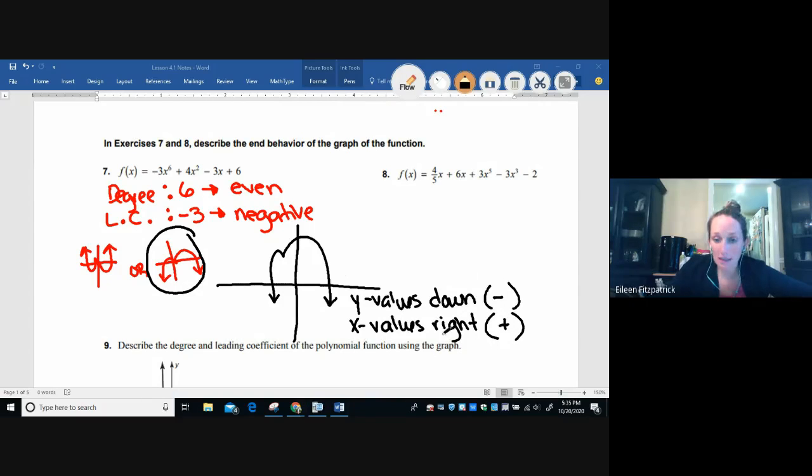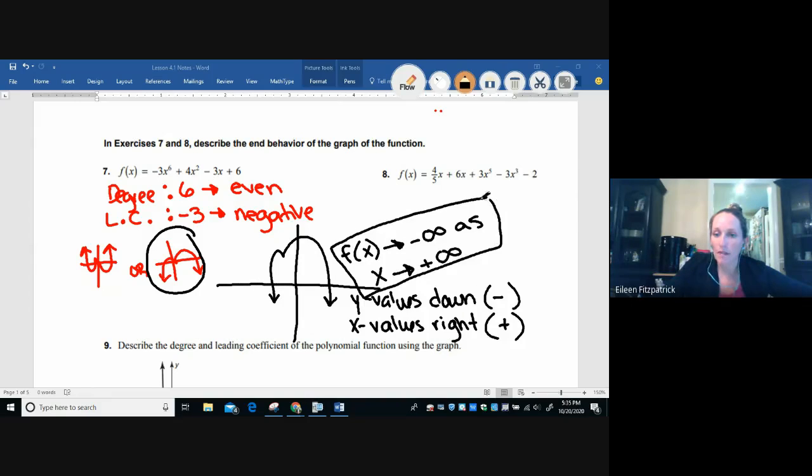But the way we write this is we say f of x, the y values, are approaching negative infinity. So again, the y values are going down or getting more negative. The y values are approaching negative infinity as the x values, what are they doing? The x values are moving to the right. They're moving more positive, so they're approaching positive infinity. That is how you describe the end behavior for this end of the polynomial function.